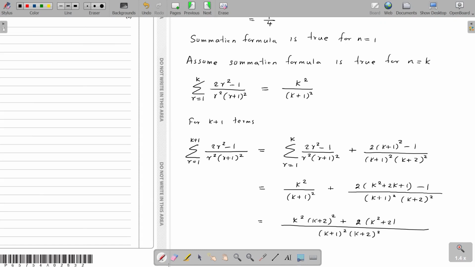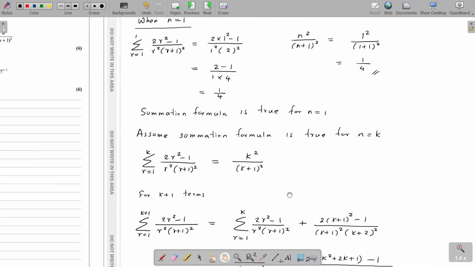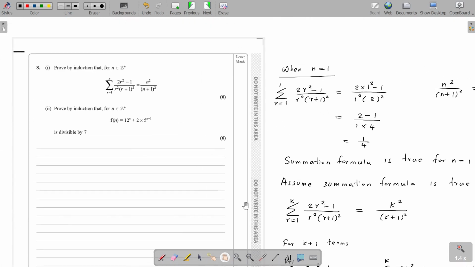Are you with me? By the way, what do we need to show? What do we need to end up getting? What is the ending idea? Now I'm trying to get the summation of k plus 1 terms. So if you replace n with k plus 1, what's supposed to be our end goal? We are supposed to get k plus 1 square over k plus 1 plus 1, which means k plus 2 square. So this is what I need to get.